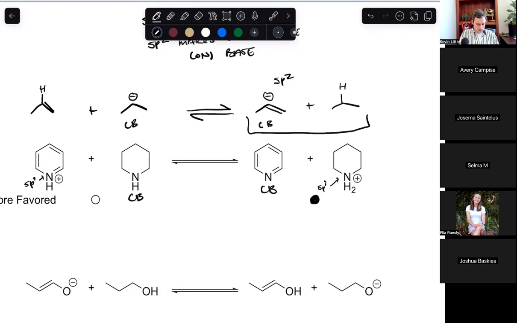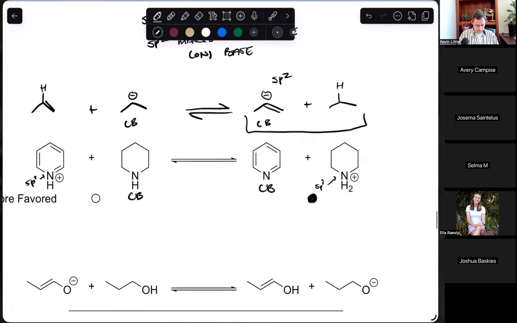And so this conjugate base is more stable because it's sp2 hybridized. This is less stable because it's sp3 hybridized. This also has resonance, which helps stabilize it, right? It's actually one of the main reasons why hybridization is more stable. Okay, that makes a lot more sense. Thank you.